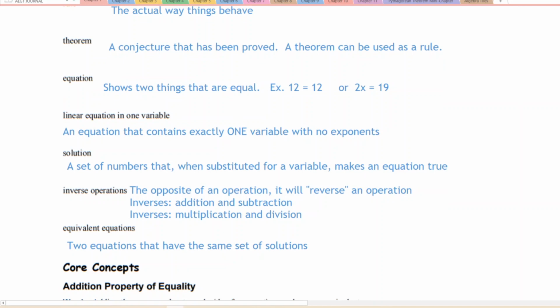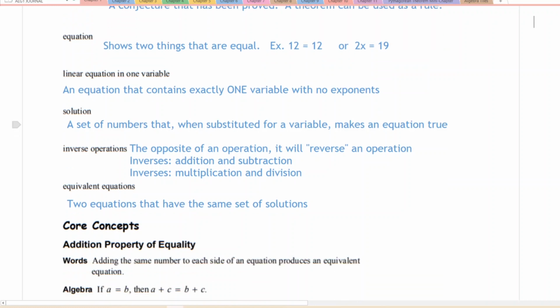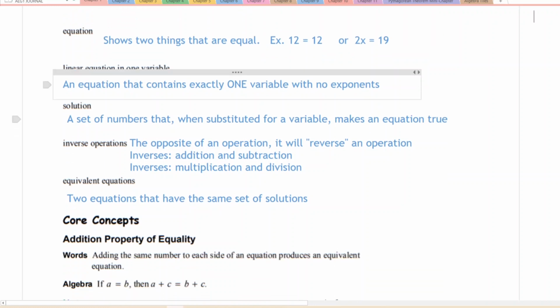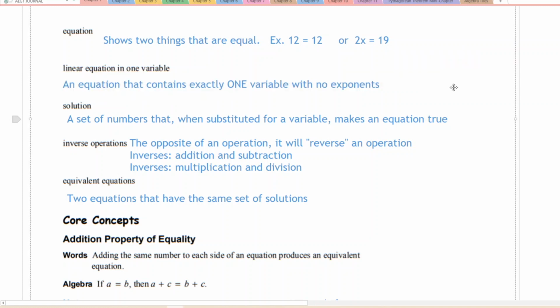Okay, what is an equation? Equation is a number sentence. It shows two things that are equal. So maybe you were going to say something easy like 12 equals 12. Or maybe we'll say something a little more complex like 2 times the number x is equal to 19. A linear equation in one variable. Now this is what we're going to be doing for most of this semester. It's an equation that has exactly one variable with no exponents.